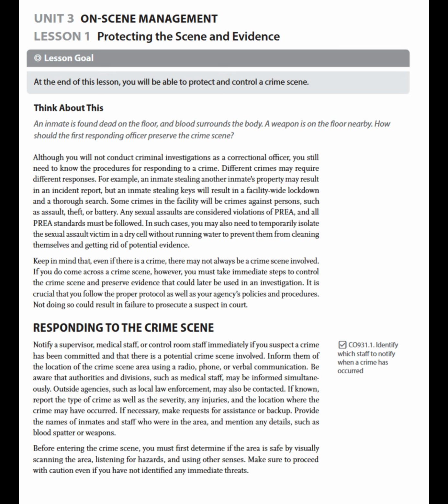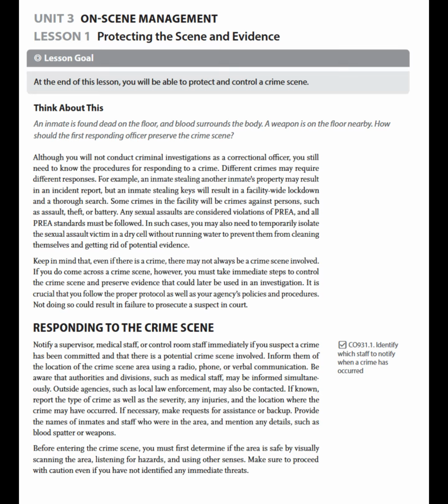Unit 3, On-Scene Management. Lesson 1. Protecting the Scene and Evidence. Lesson Goal. At the end of this lesson, you will be able to protect and control a crime scene.